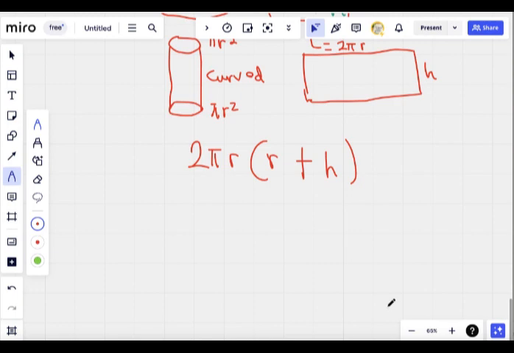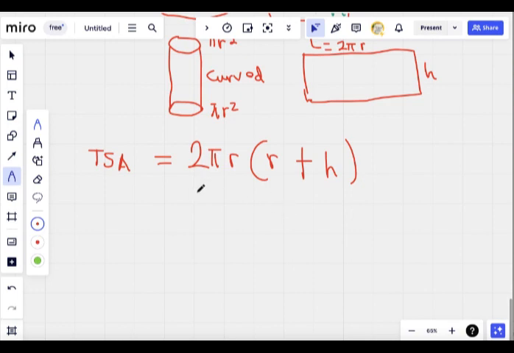So this formula can be reduced like this, the TSA, the total surface area. In case you see the total surface area of a cylinder in the textbook like this, this is how the formula came about. The total surface area of a cylinder is 2 pi r into r plus h.